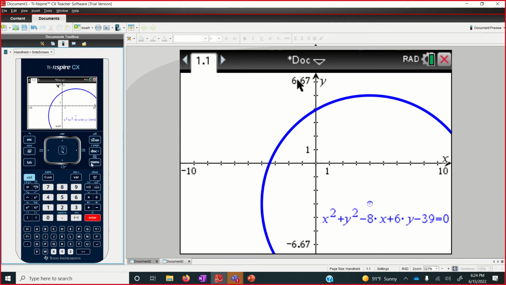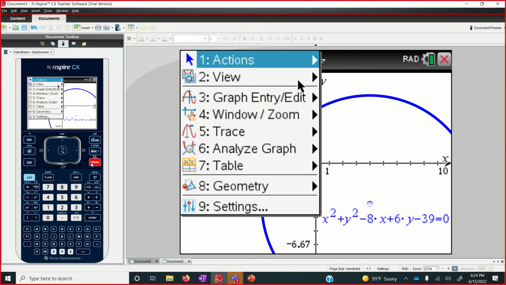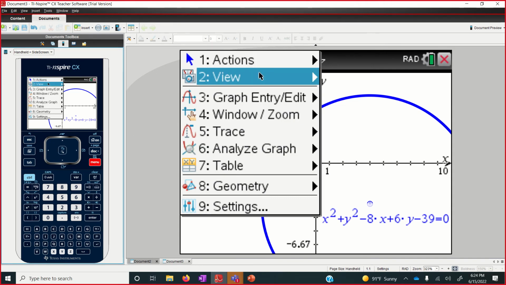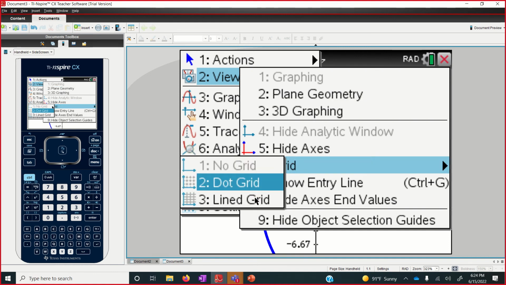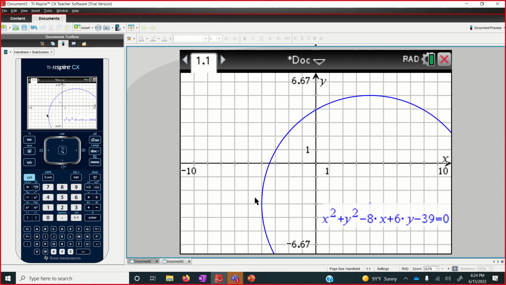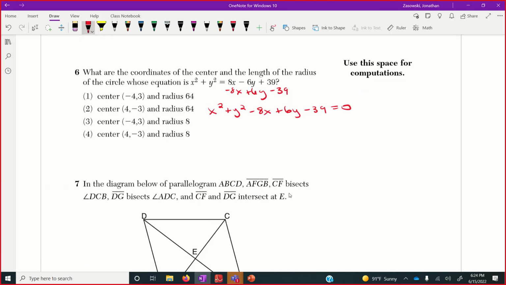So remember, we can pull up a grid. We can read these easier by going to Menu, View, Grid, and then Line Grid. And now we can easily see what the radius is and the center. So the center is the point 4, negative 3. And then we can count 1, 2, 3, 4, 5, 6, 7, 8 units over. So 4, negative 3, and the radius is 8, not 64. Remember, that would be if we plugged it into the equation, and then we have our answer.